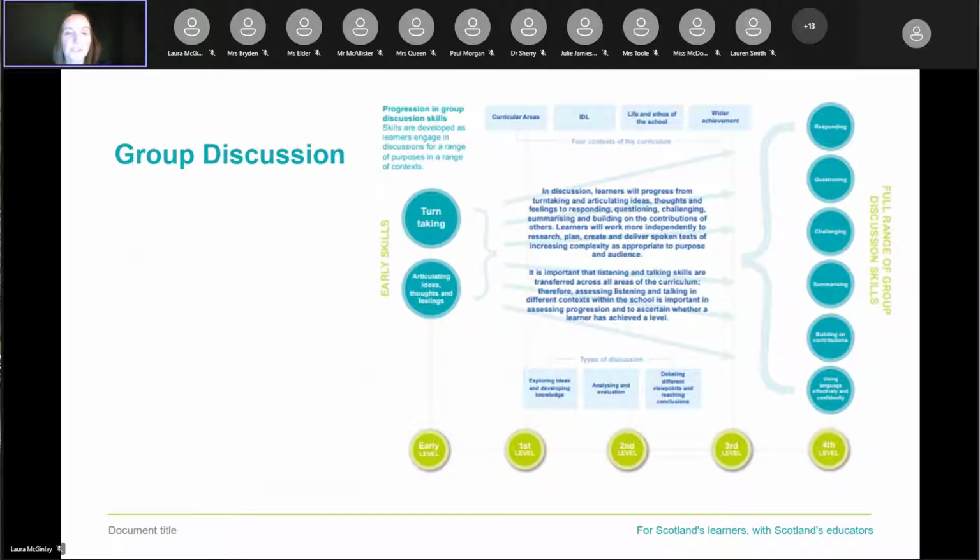To the next slide, we're going to think about group discussion. And this slide from the Education Scotland Group Discussion Professional Learning Resource demonstrates the progression of skills from turn taking right through to the full range of skills on the right-hand side. And also reminds us how we might develop these across the 4 contexts of learning, which sit at the top of the slide there. Thanks, Laura.